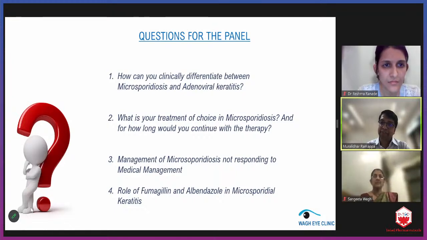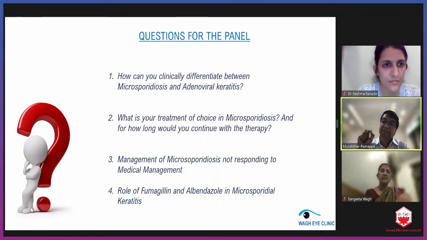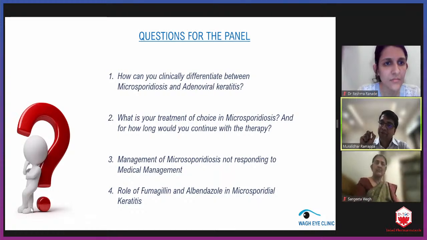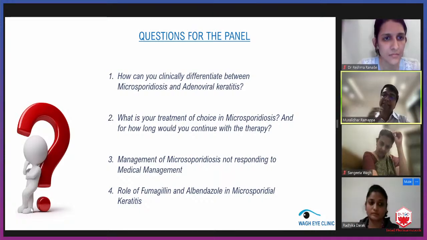That's a way to easily pick it up. And we also have an OCT sign. If you do a high resolution OCT, the lesion is completely confined to the epithelium and underlying stroma, with Bowman's membrane uninvolved, unless there is a complication, unless somebody had inadvertently started steroids.